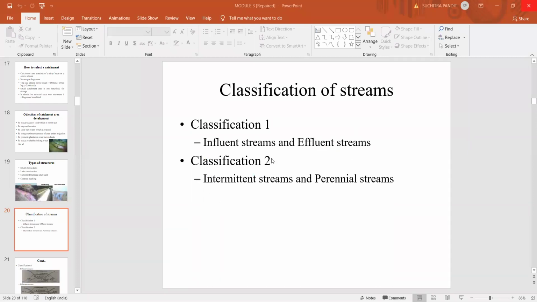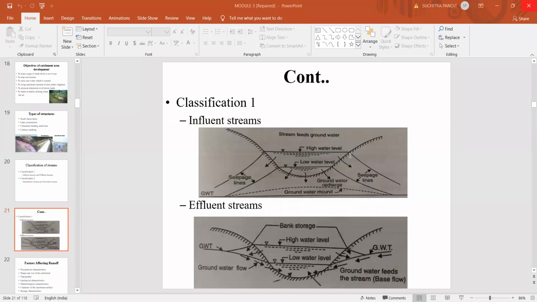Next, you have the second classification, that is intermittent streams and perennial streams. In the southern parts of India, we have intermittent streams, where you have flow only during the monsoon period, whereas in northern India, you have perennial streams, where you have sufficient flow throughout the year. Also in the summer months, you have the snow melt runoff. Those streams are called perennial streams.